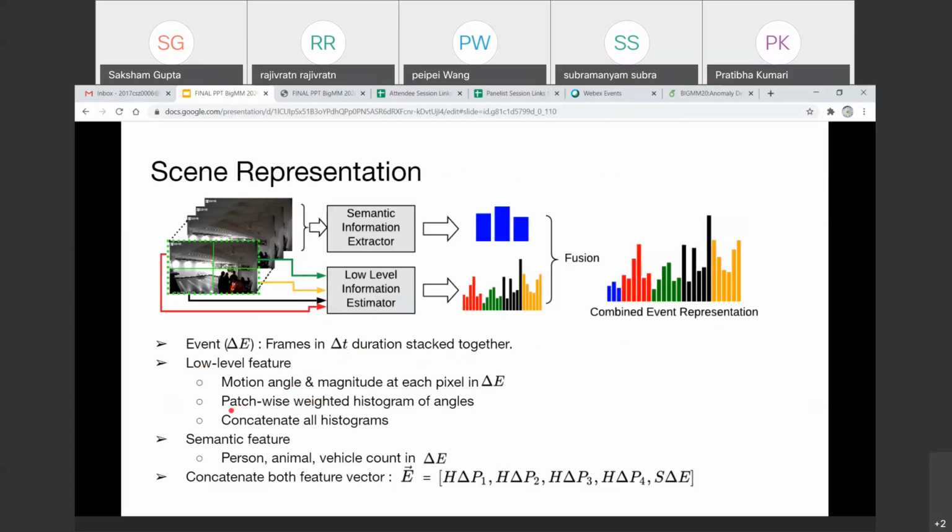We compute a weighted histogram of angles patchwise, and we concatenate all the histograms from each patch to get a single histogram. We compute semantic features as person, animal, and vehicle count using YOLO object detector in delta E event, and we concatenate both of the features to get a single representation.